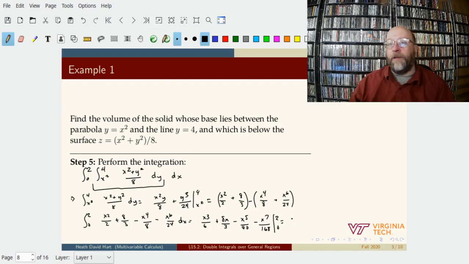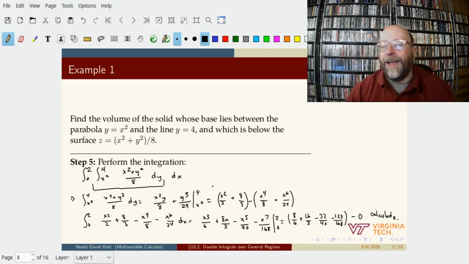And at this point, we're looking at a calculator problem. When I plug in 2, I get 8 over 6 plus 16 over 3 minus 32 over 40 minus 128 over 168 minus 0. And in the interest of time, I'm not going to take the time to calculate this. I'll let you work through the calculations. Sorry. You can work through the calculations and get a volume for this, but this is the volume of the solid that we've been looking at.